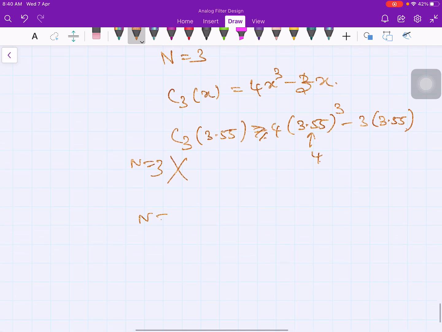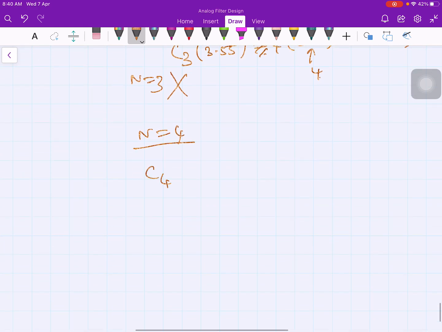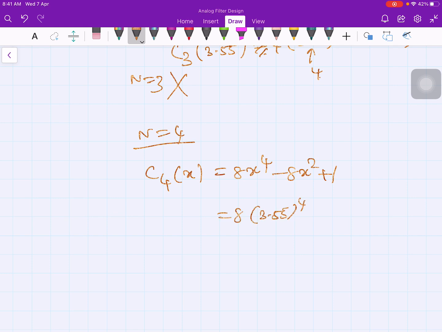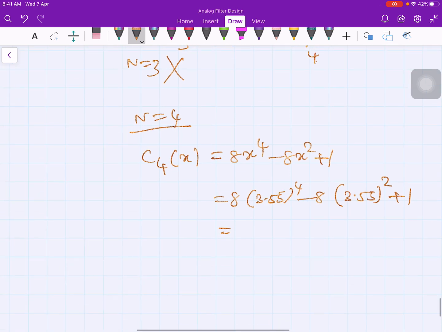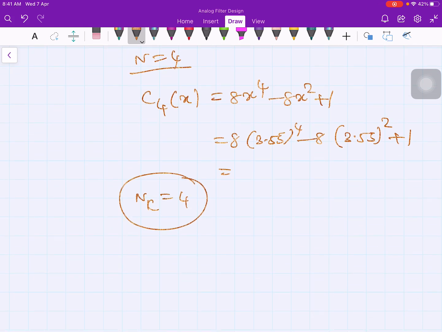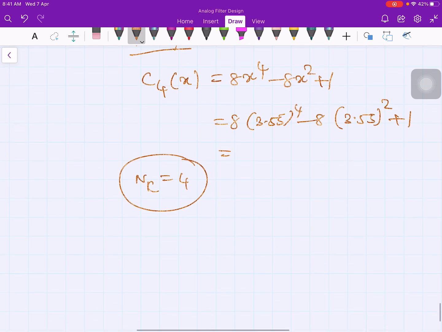Take n equal to 4. So C4 of x is equal to 8x to the power 4 minus 8x squared plus 1. So 8 times 3.55 to the power 4 minus 8 times 3.55 squared plus 1. And this is enough. So capital N equal to 4 is the answer. Fourth order Chebyshev low pass filter will satisfy the specifications on the normalized low pass filter.